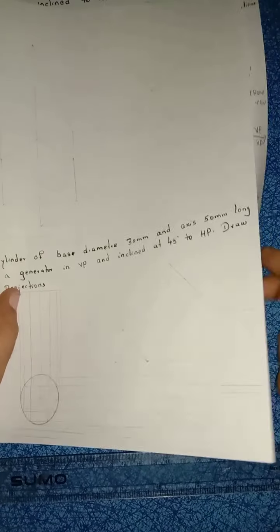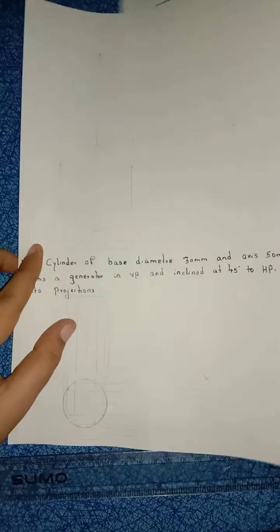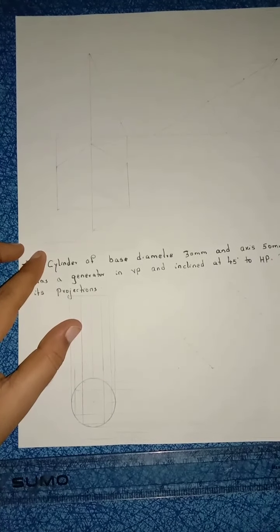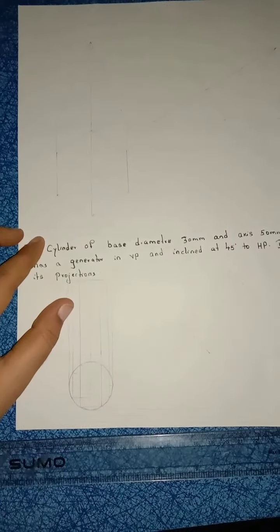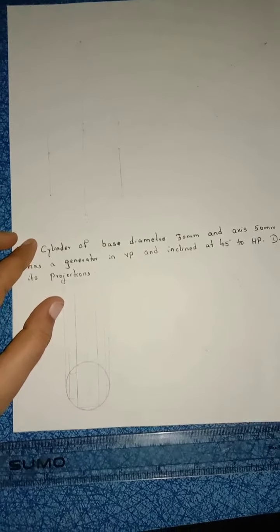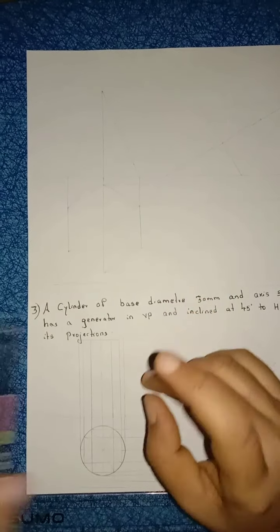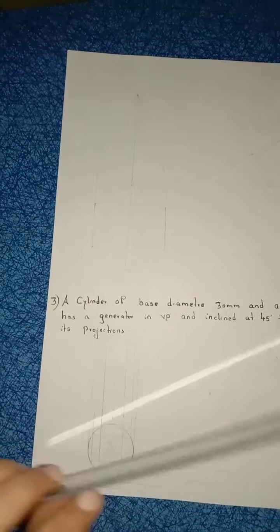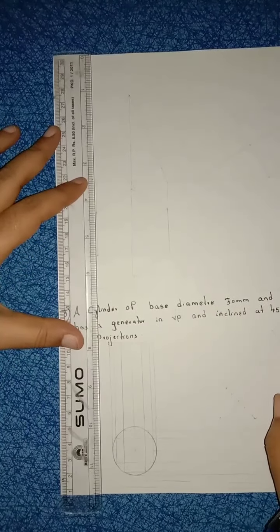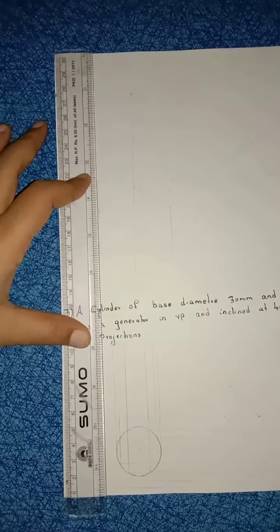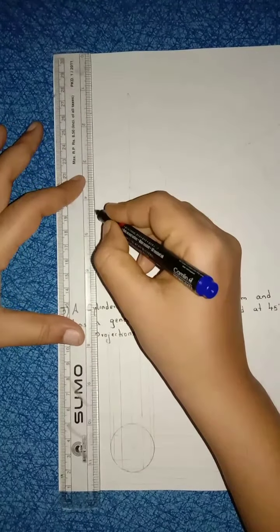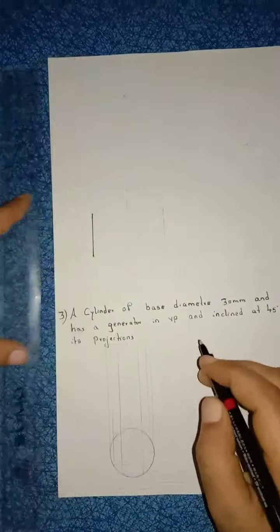Same problem, but here they asked to construct pyramid. So what is the question here? You have to construct the hexagon on HP. Condition is base should be on HP. Right. Now I am constructing the hexagon here. Length of the hexagon is 30 mm.